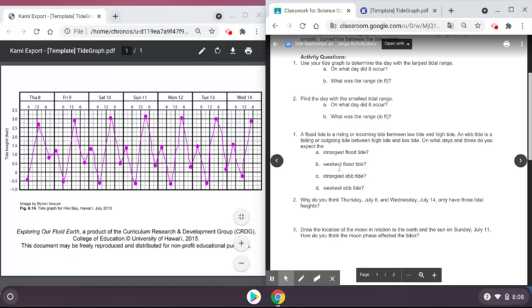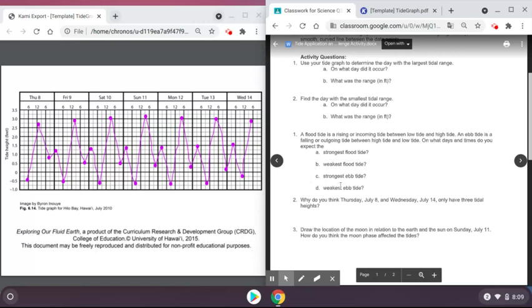And then for B, when do we see our weakest flood tide? That smallest increase. So these are moving from low tide, these kind of middle points here. We're moving from low tide to high tide. So which one of these is just the smallest? We don't see much of a change at all. What date do we see that happen? Now, it also asks the day and the time, so make sure that you're putting a general time here.